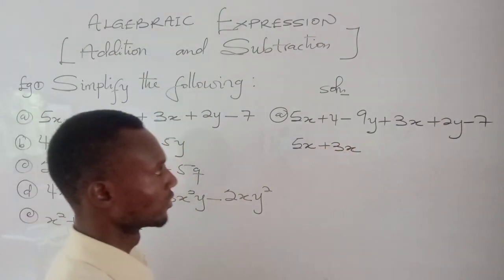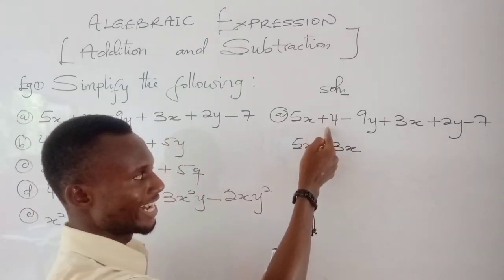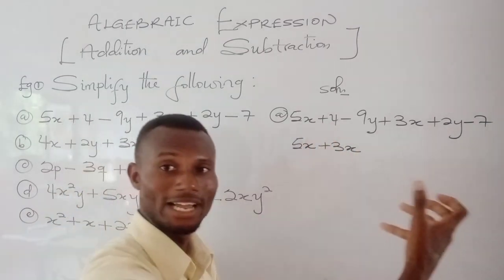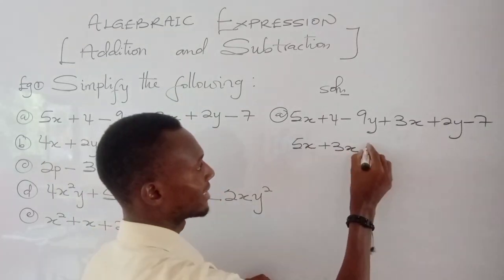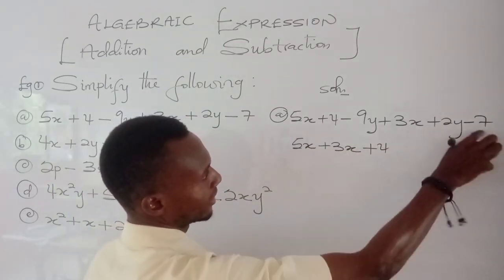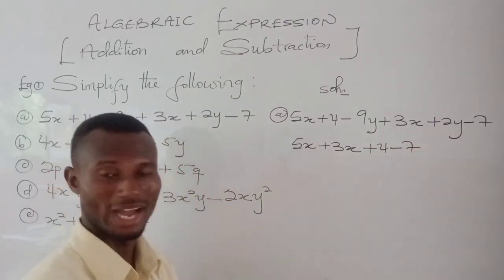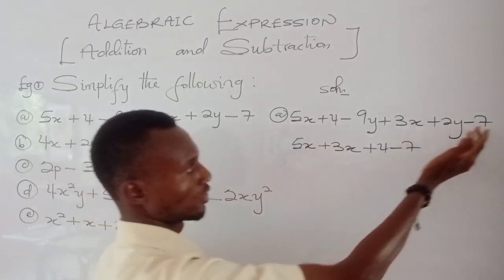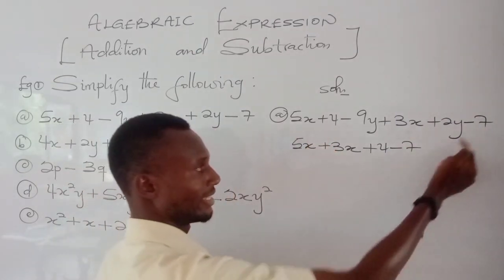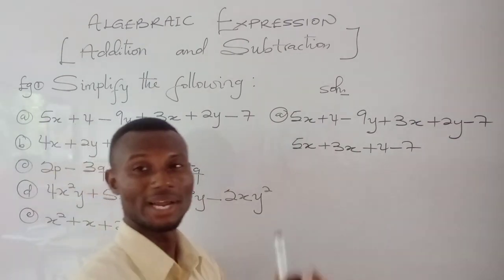Then I move on to the numbers also. I have 4 here, so I'll look for the number in it and join it with it as well. So plus the 4, then the minus 7 will come. I hope you understand up to this point. This is positive 4, so its like term is the negative 7. You join with it.